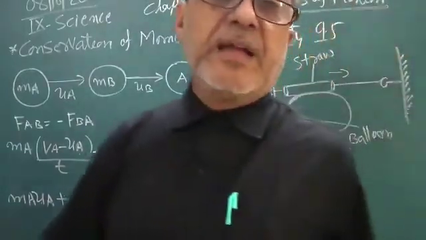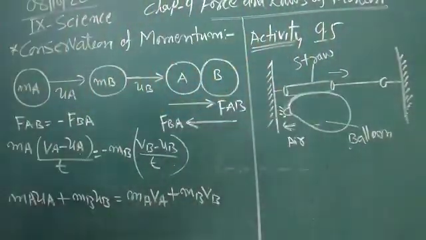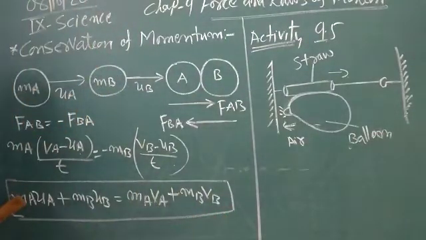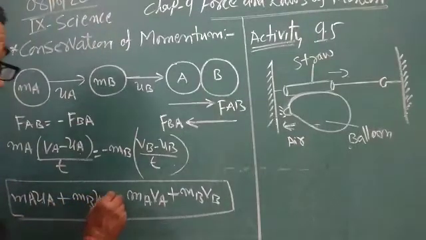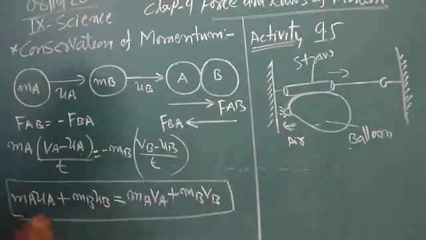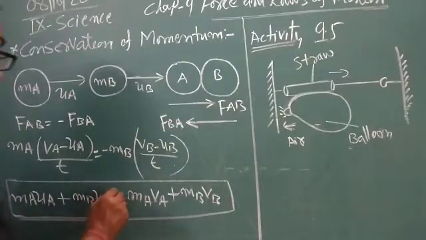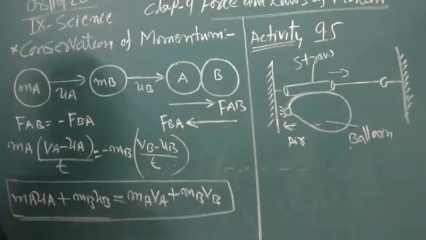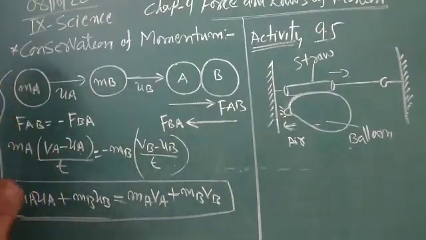So the final conclusion of the conservation of momentum is ma ua plus mb ub is equal to ma va plus mb vb. The sum of the momentum of both bodies initially is equal to the sum of the momentum finally. That is known as conservation of momentum, mathematically proved.